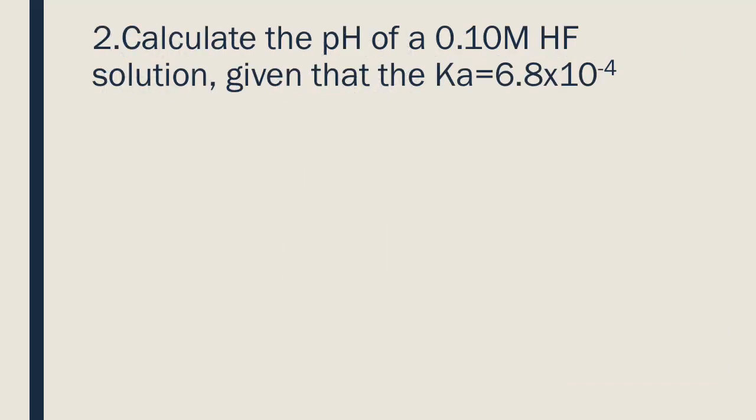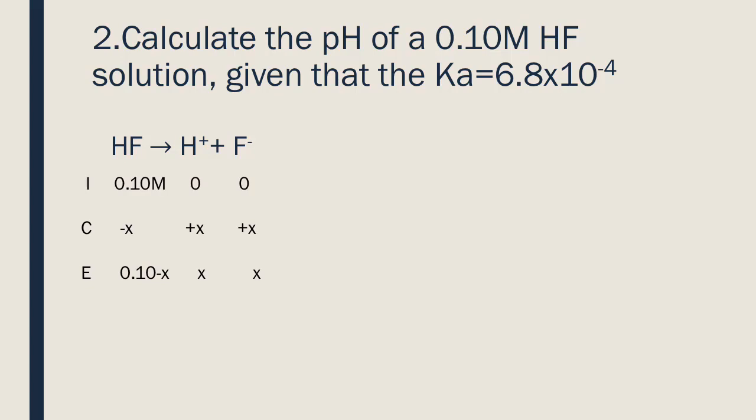The next problem is calculate the pH of a 0.10 solution given that the Ka is 6.8 times 10 to the negative 4. Before we begin, we can determine that HF is a weak acid. We will first start this problem by setting up the balanced chemical equation. That will be HF yields H plus F minus. Now that we have the equation, we will set up our ice table.